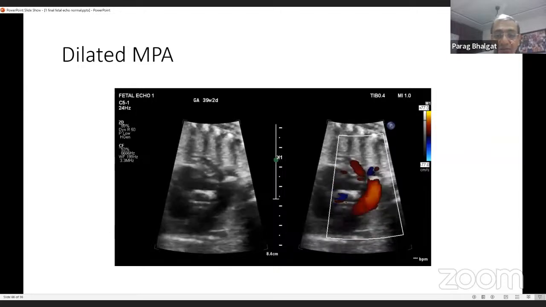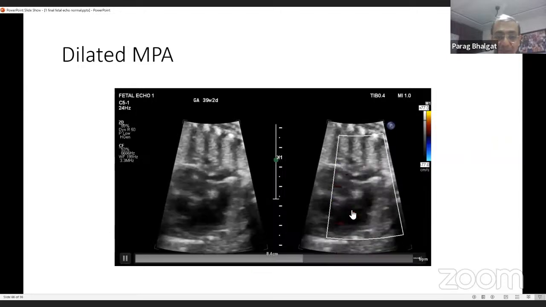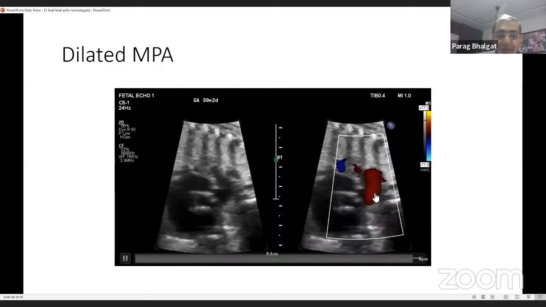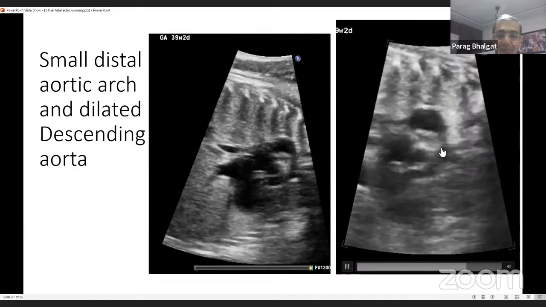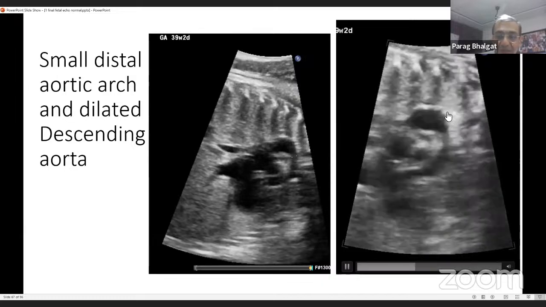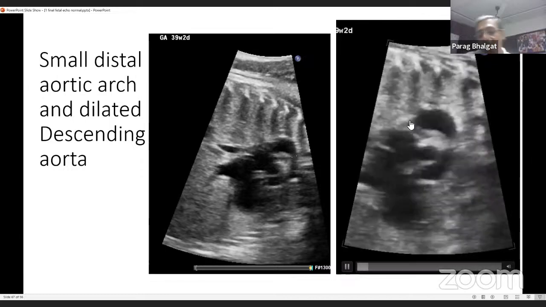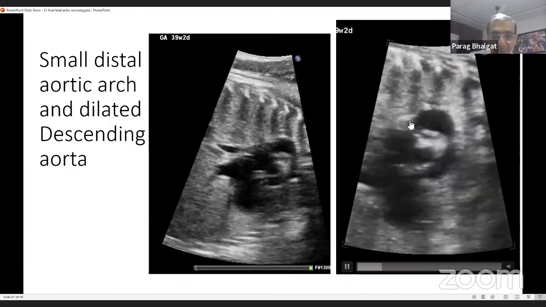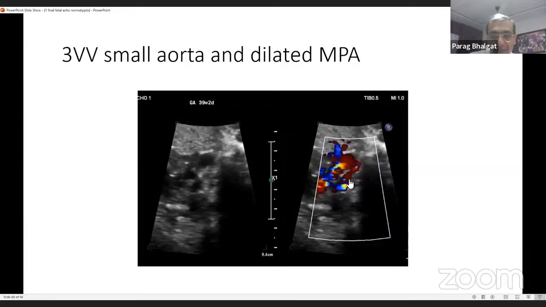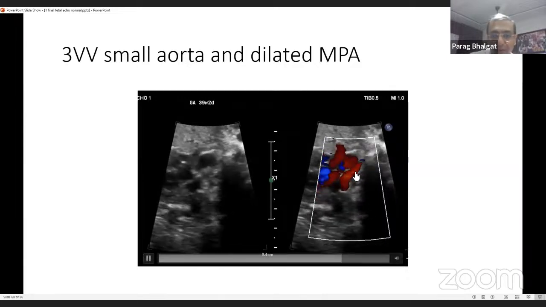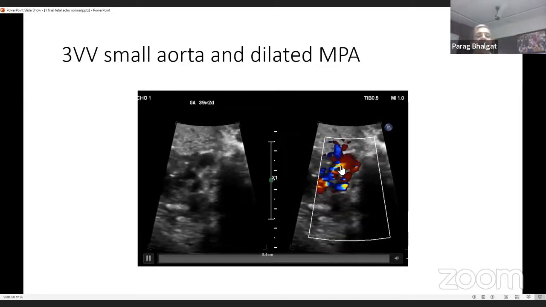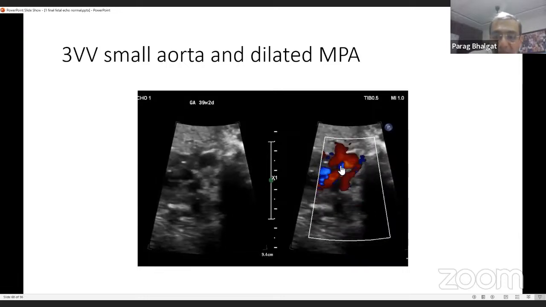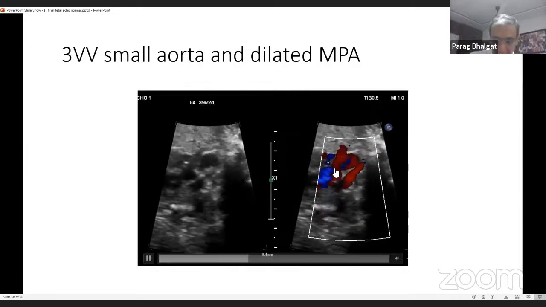So this is the main pulmonary artery, and this is the aortic arch. Appreciate the distal tapering of the aortic arch, and the suddenly dilated distal descending thoracic aorta. Also appreciate the slow flow in the distal arch narrowing, as against the turbulent and significant flow in the main pulmonary artery and duct. So this is the aortic arch, this is the ductal arch.